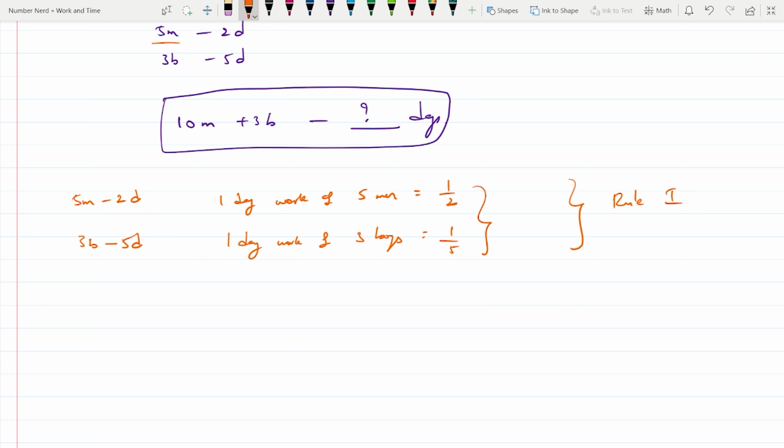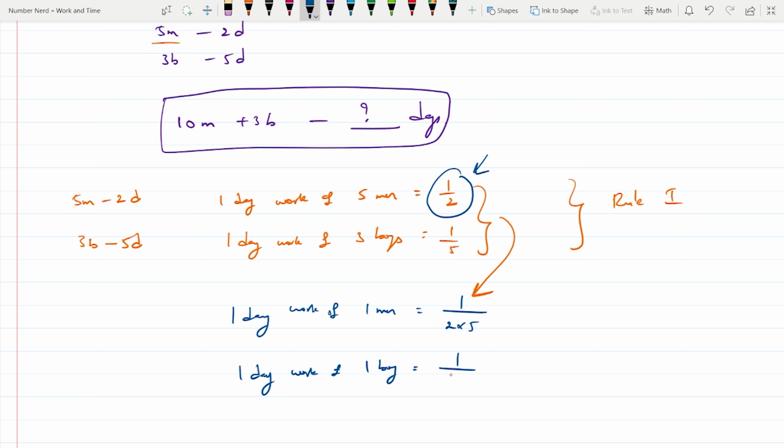Now let's calculate these values for one person. It is 1 day work of 1 man equals 1 by 2 into 5. Because 5 persons can do 1 by 2 of the work, then what is the work done by 1 man? 1 by 10. Similarly, 1 day work of 1 boy equals 1 by 5 into 3. Because 1 day work of 3 boys is 1 by 5, then what is the 1 day work of 1 boy? 1 by 15. The values are 1 by 10 and 1 by 15.